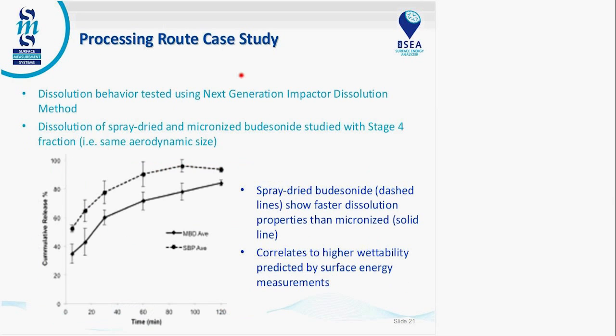And what our collaborators did using the next generation impactor dissolution method, where they take particles of the same aerodynamic size. This was taken at the stage 4. So we're trying to minimize particle shape, particle size, particle area effects, and just look at surface effects. And we can see here, it's a little hard to see, but this is the micronized budesonide here. This is the spray-dried budesonide here. Here we're looking at the dissolution profile, and we do see that the spray-dried has a faster dissolution rate than the micronized. So again, the surface energy predicted a faster dissolution due to the higher polar nature of that material, and then we see that here with the actual property performance.